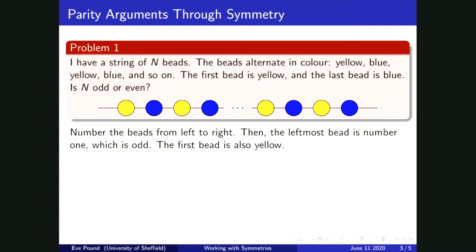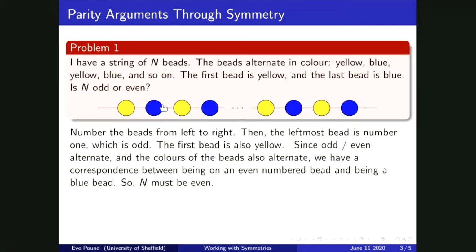So let's think about numbering the beads from left to right. So let's start with this one being one, this one being two, this one being three, this one being four, and so on. Now this yellow bead is one, which is odd. And then we're going to alternate odd and even all the way down the beads, because odd and even numbers do alternate. But the colours alternate as well. So whenever we have an odd number, we alternate to get an even number. So we go from one to two. And we also go from yellow to blue, because our colours alternate in exactly the same way that the numbers alternate from odd to even.